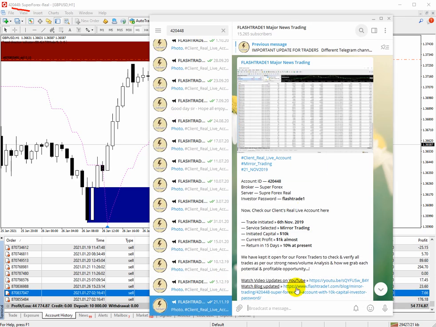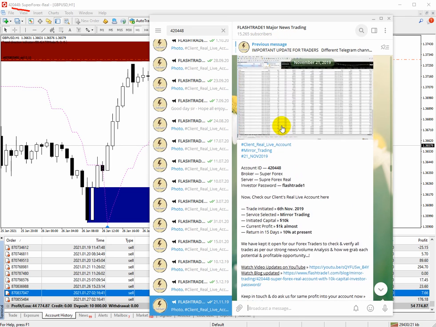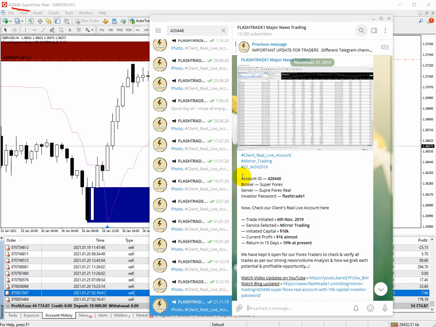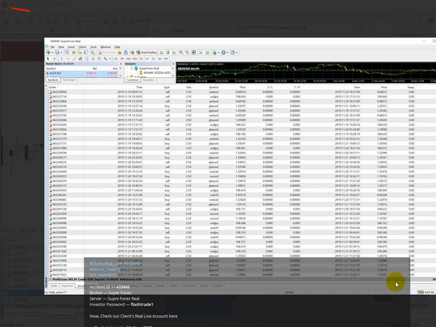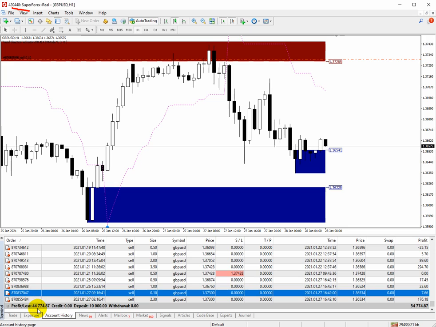So this is our Flash Trade 1 major news trading Telegram channel, and the first update about this account was made on 21st November 2019, along with all the details: account ID, broker, server, password. During that time the profit made on the account was $965. As of now, the profit on this account has increased to $44,700, and we are still updating this account on our Telegram channel.